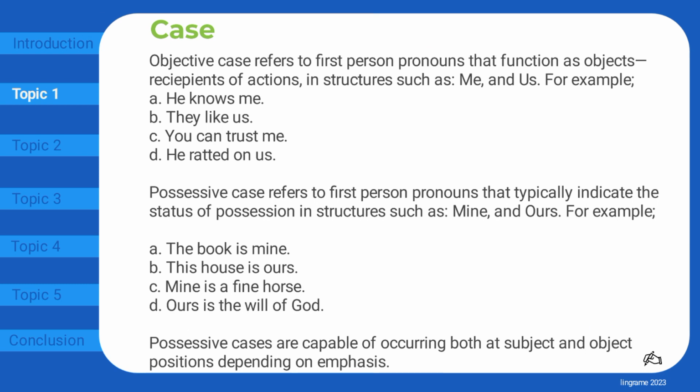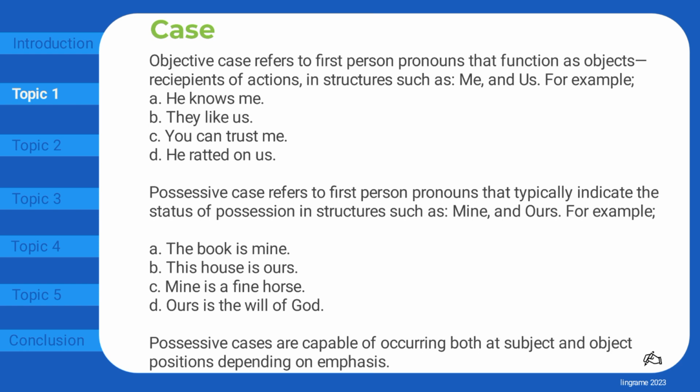Objective case refers to first-person pronouns that function as objects, recipients of actions, in structures such as me and us. For example, he knows me. They like us. You can trust me. He ratted on us.